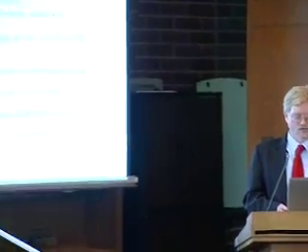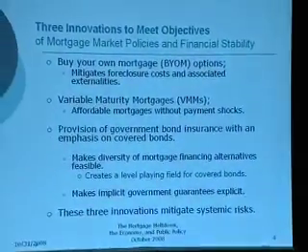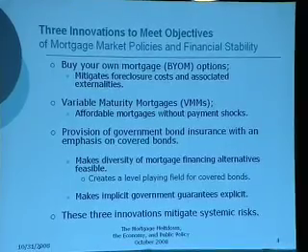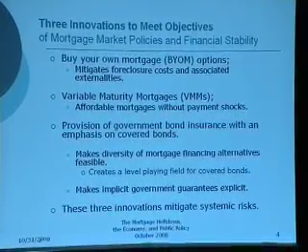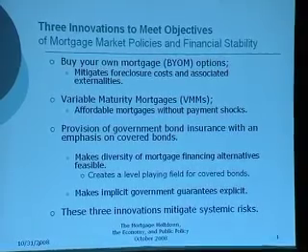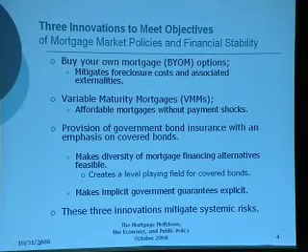Okay. So we want to discuss three innovations that meet these mortgage market policy objectives as well as the financial stability objective. The three innovations are, one, buy your own mortgage options. This mitigates foreclosure costs and the associated externalities. Two, variable maturity mortgages, or VMMs. This is a way to try to promote an affordable mortgage without payment shocks. Three, the provision of a government bond insurer, with an emphasis on covered bonds. This makes a diversity of mortgage financing alternatives feasible and creates a level playing field for covered bonds, something we think is important. It also makes implicit government guarantees explicit. And our view is that these three innovations might help the mortgage market and mitigate systemic risks.